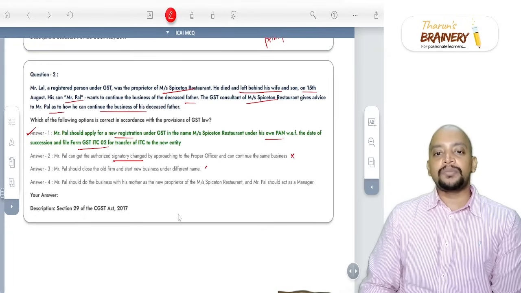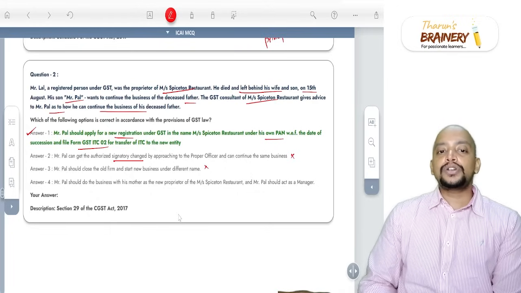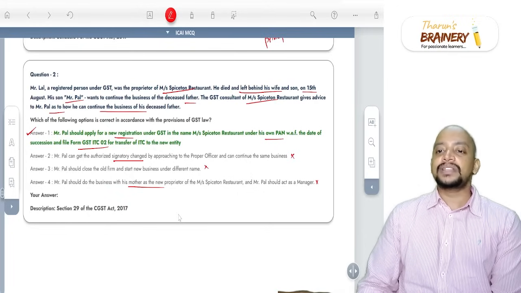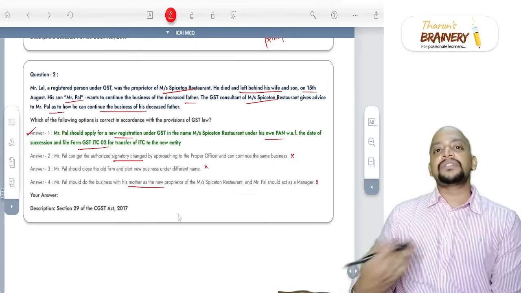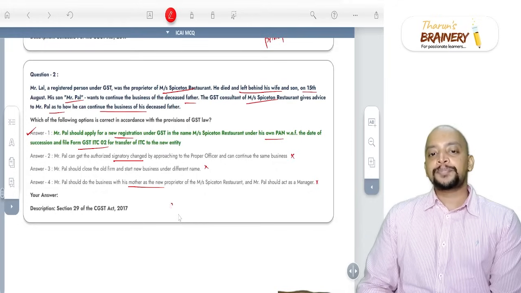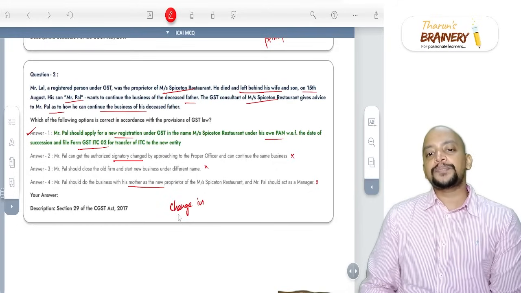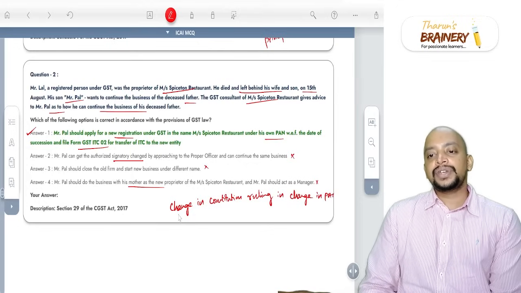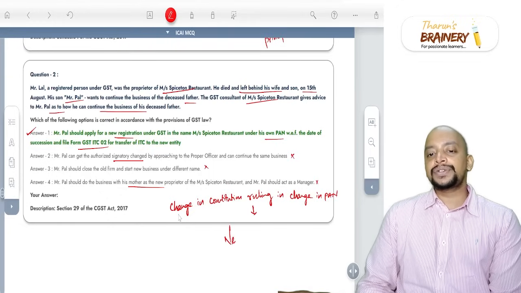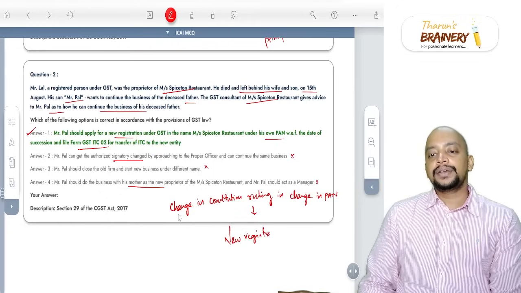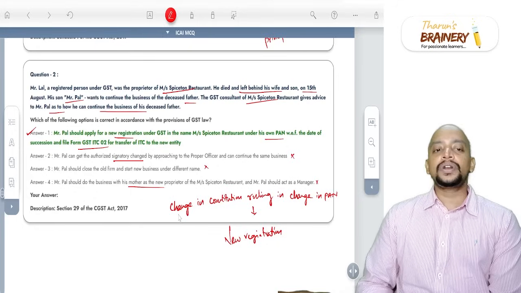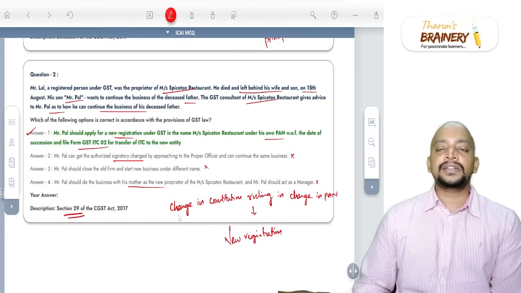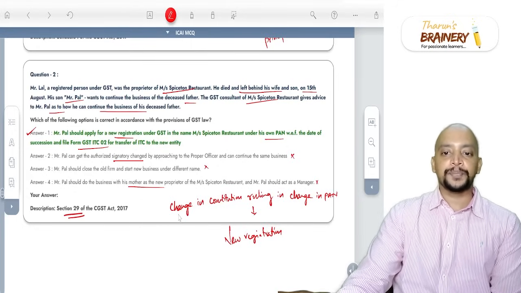And Paul should close the old firm. Not necessary to close a business. And Paul should do the business with his mother as a new proprietor. Even if the mother becomes a new proprietor, the registration will change because there is a change in permanent account number. So change in constitution resulting in change in permanent account number, new registration is the only possibility. Okay. So there is no option. So we need to cancel the old registration, that is given in section 29. What are the reasons for cancellation of registration?